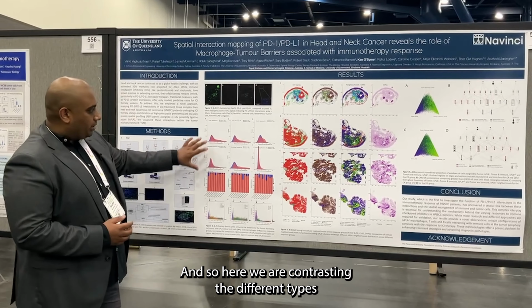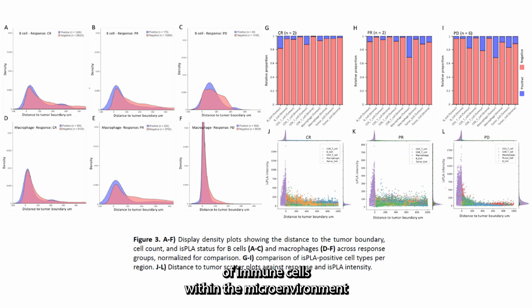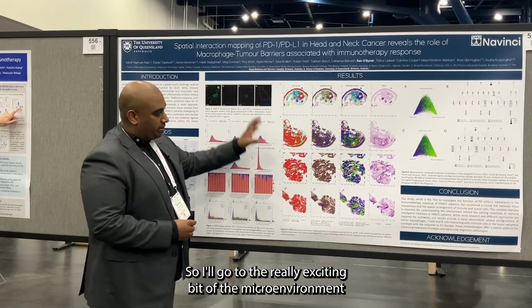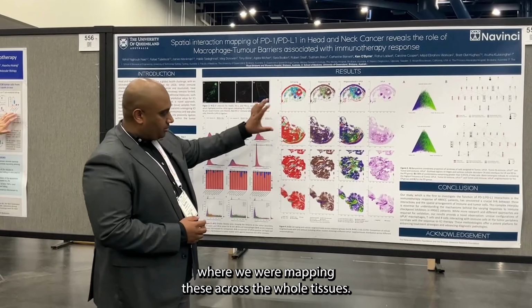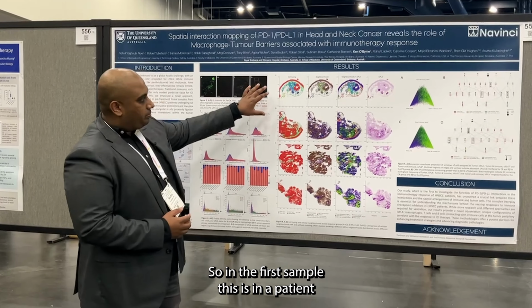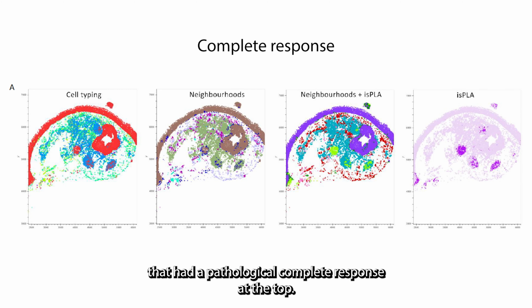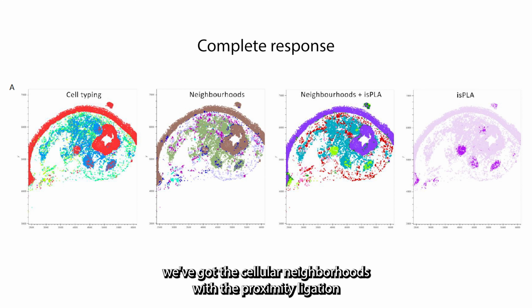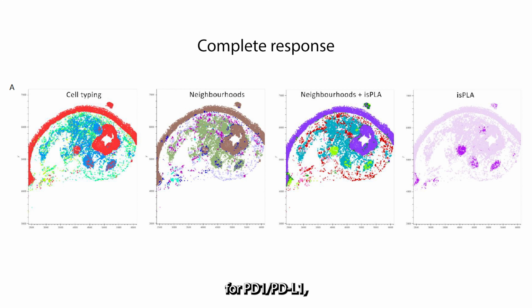And so here we're contrasting the different types of immune cells within the microenvironment at a composition level across those entire tissues. So I'll go to the really exciting bit of the microenvironment where we're mapping these across the whole tissues. So these are about 3 to 5 million cells that we've mapped here. So in the first sample, this is in a patient that had a pathological complete response at the top. So we've got the cell typing map, we've got the cellular neighborhoods, with the proximity ligation for PD-1, PD-L1, and then we've got the ISPLA signal itself.